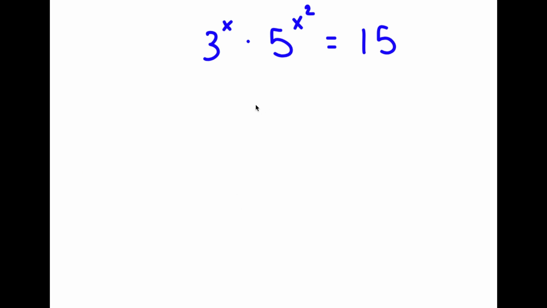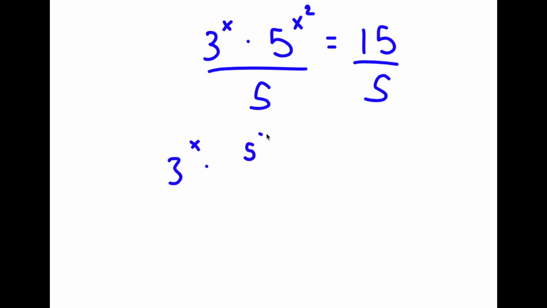Alright, so in this problem, I have 3^x times 5^(x^2) = 15. So now the first thing I'm going to do is divide both sides by 5. So now I have 3^x times 5^(x^2) over 5 is equal to 15 divided by 5, which is 3.